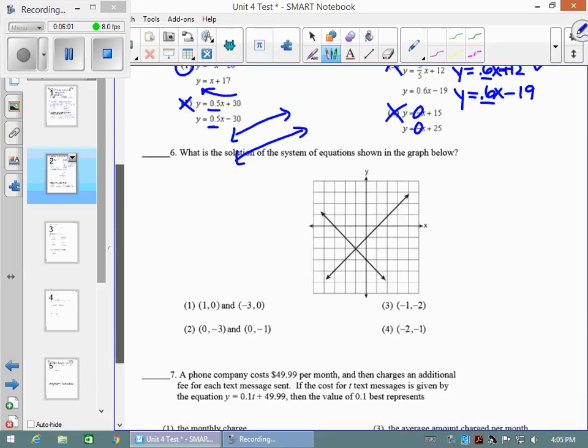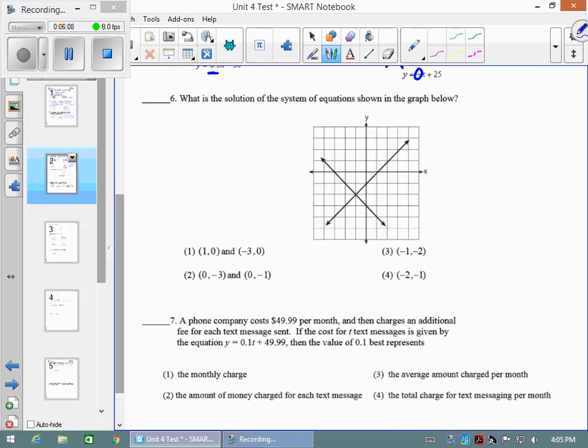Question 6, what is the solution to the system that is graphed below? So I'm just going to go to this point. I'm over at -1 on the x-axis, down at -2 on the y-axis, so this would be choice 3, -1, -2.